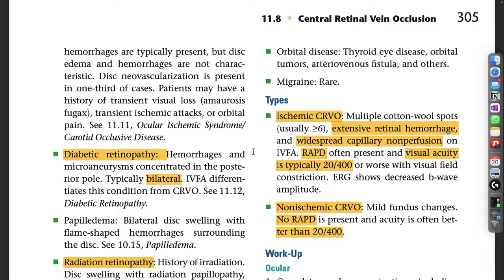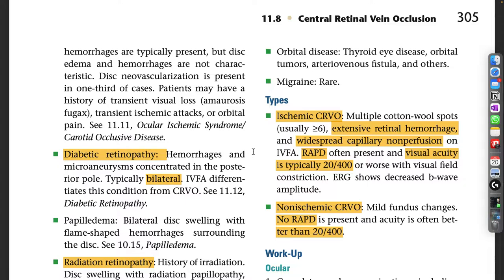Then hyperviscosity. Hyperviscosity is okay, it's not the wrong answer, but CRVO and CRAO have to have some difference. If you say the same thing for CRAO and CRVO, you will forget all of the difference. In CRVO, what happens is the pressure in the disc is increasing. In CRAO, there is just one artery that is getting blocked. There is no pressure increase in the disc. Only one embolus will upset. Embolus is the main thing about it.